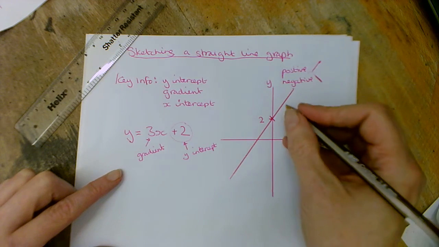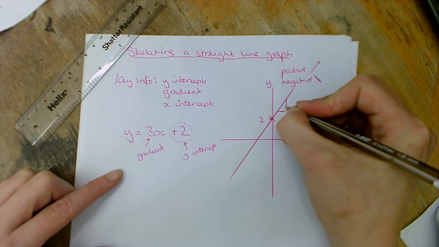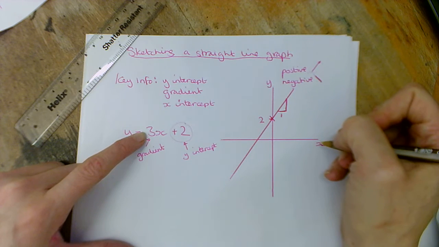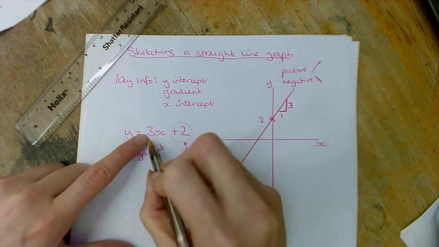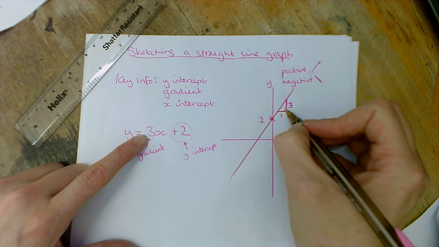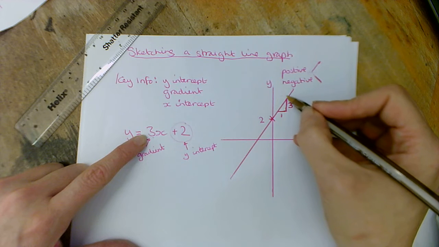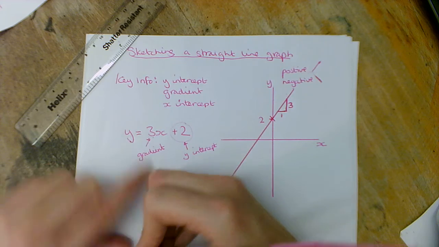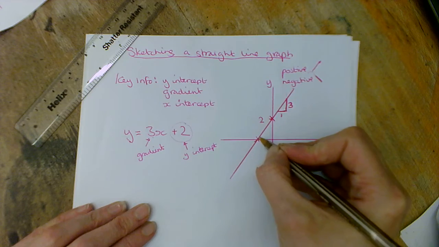To show what my gradient is, I'm going to draw a triangle. I could draw it anywhere on that line. I'm just going to go for here. Okay, that gradient tells me for every 1 move along my x-axis, I make 3 moves up my y-axis because it's a positive 3. Okay, so 1 and 3, describing the steepness of my line. So the bigger this number, the steeper the line. Okay. The next thing I'm going to think about is my x-intercept.